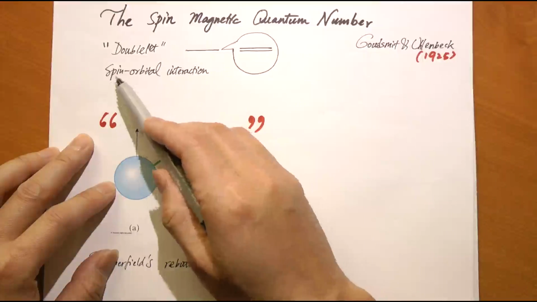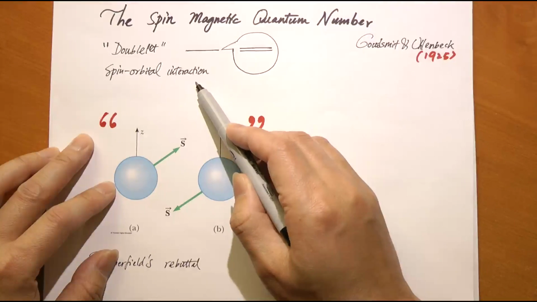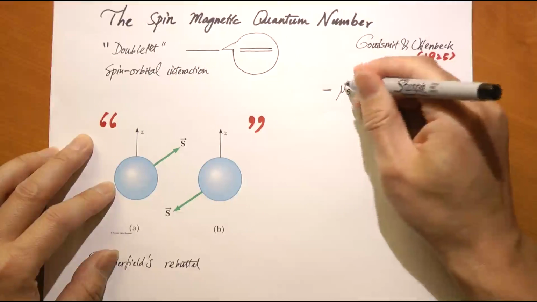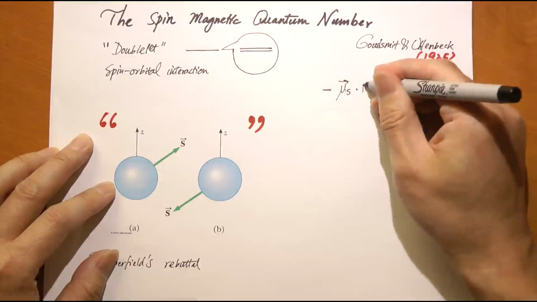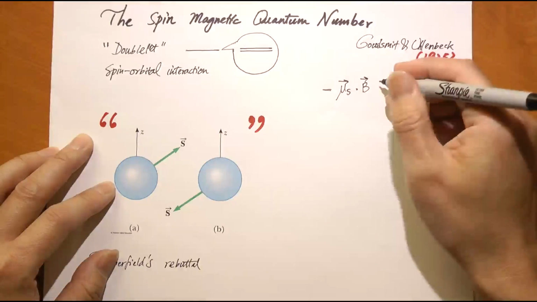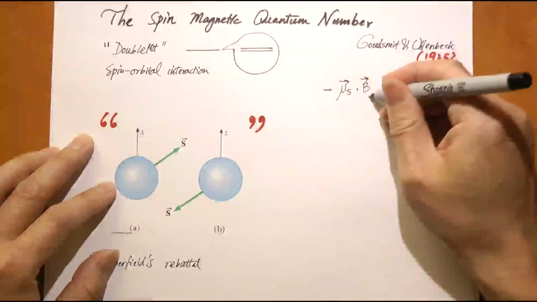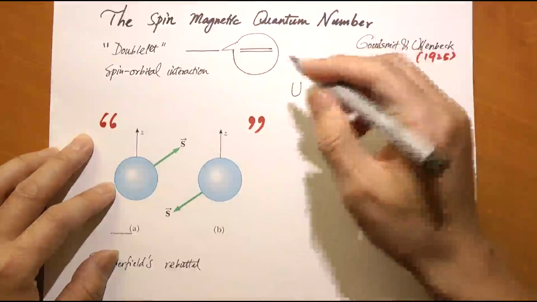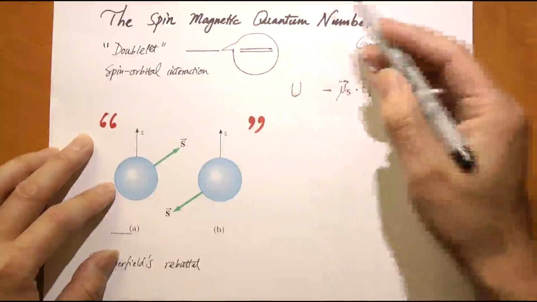So we have this, we call it spin orbital interaction. You have a negative mu dot B term. This is mu_s due to the spin, dot B. This B is due to the orbital motion of the proton. We call it B_L. That is the new term that will give us the split, the doublet, right?